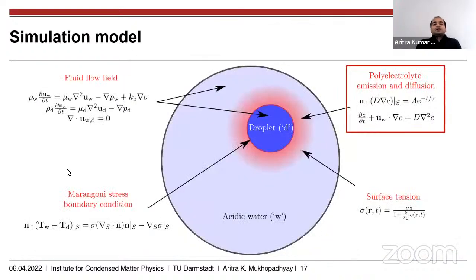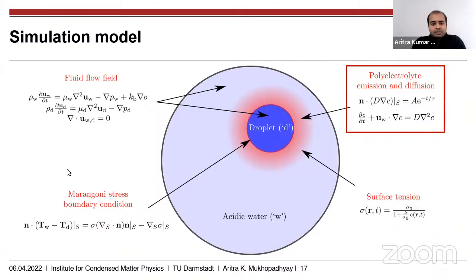To understand the mechanism of the motion of the droplet, we introduced this simulation model, which I'll explain in a bit of detail here. So we consider the droplet as a 2D disk. Although this is a 3D phenomenon, we saw that qualitatively we can describe everything with the 2D model. The droplet is considered like a spherical disk, which gives off the polyelectrolytes, which is accounted for by this exponentially decaying surface activity of the droplet.